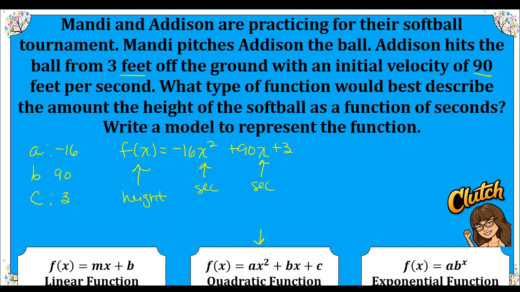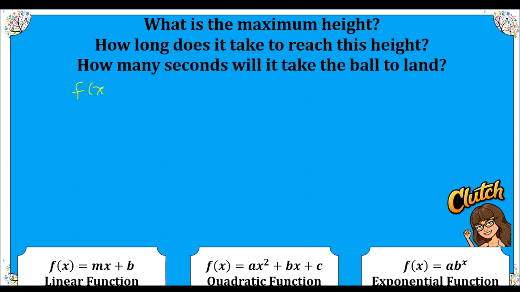So let's answer some questions. Let's rewrite our problem: negative 16x squared plus the velocity plus 3 where it was launched. The maximum height, that means we need the y value of the vertex. How long does it take to reach it? We need the x part of our vertex. So we need the vertex for these two questions. And then how long will it take to hit the ground? How long will it land? We need our positive root, our x-intercept.